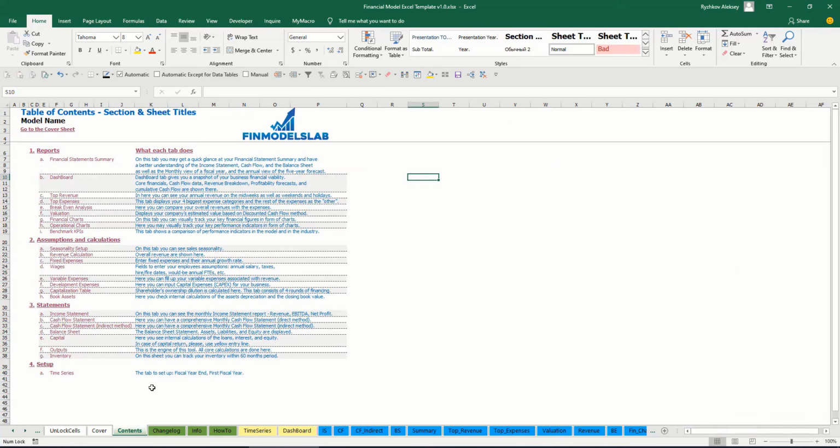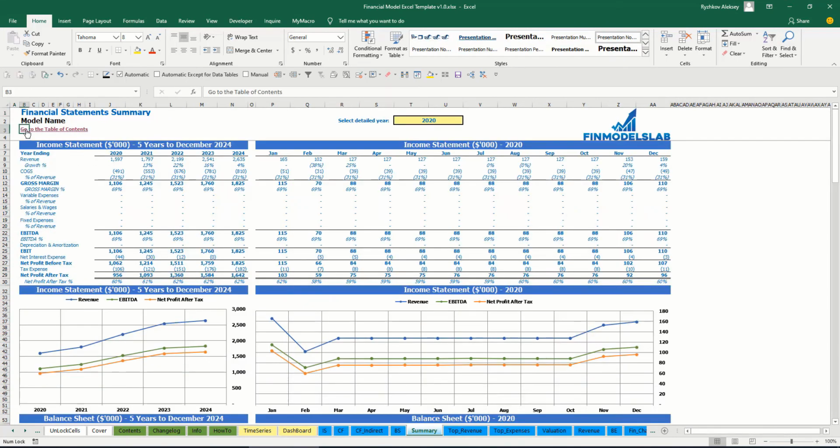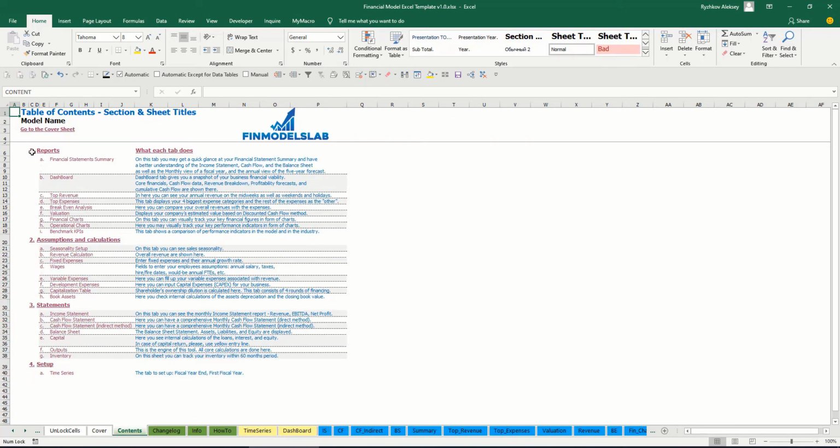Additionally you have a contents tab, which allows you to navigate across the model very simply. So you may click on any report and you can go back. It is broken down by reports, assumptions, statements and setup.